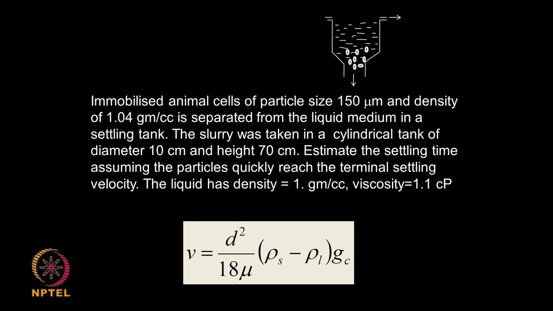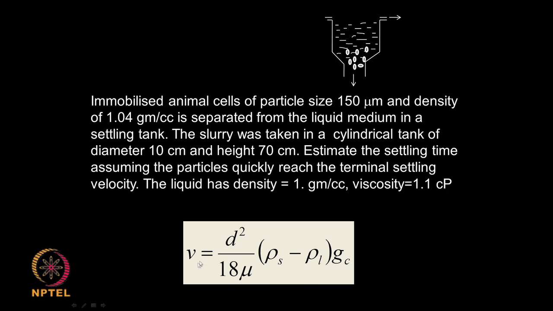Okay, let us look at another problem. We have immobilized animal cells, particles of 150 micron, with a density of 1.04 grams. This is separated from the liquid medium in a settling tank. I talked about the settling tank last class, right. It is a cylindrical tank with a diameter of 10 centimeter and a height of 70 centimeter. You are supposed to calculate the settling time, assuming that the particles quickly reach the terminal settling velocity. The liquid density is 1, viscosity 1.1 centipoise.